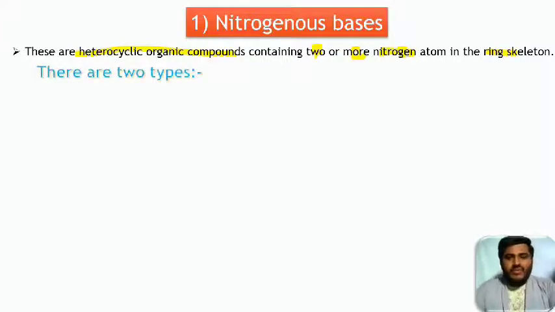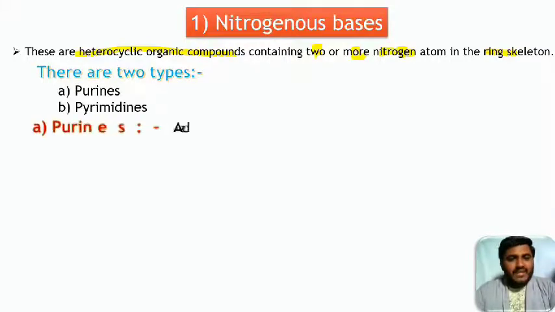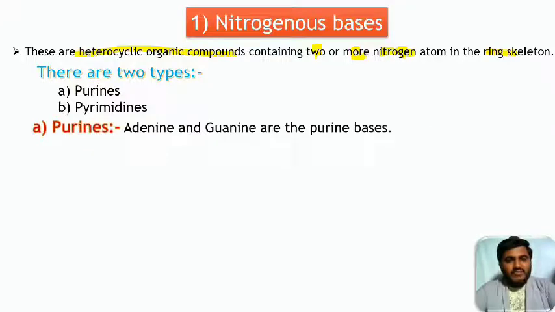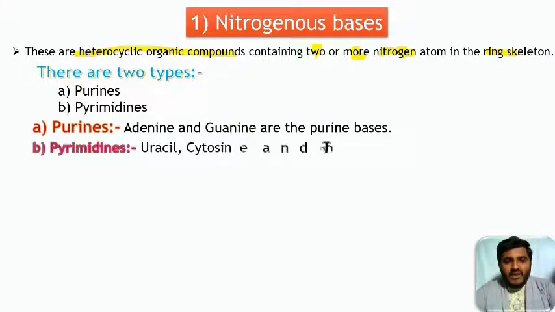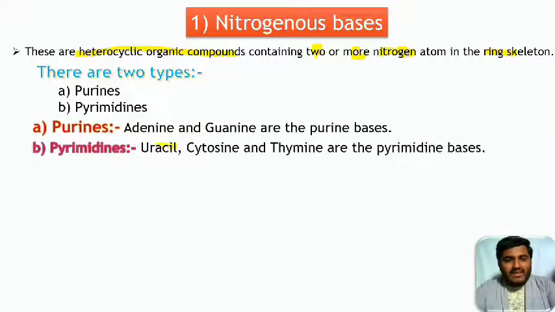Mainly two types of nitrogen bases are there: first purine and second pyrimidine. Starting with purine, adenine and guanine are the purine bases. The remaining uracil, cytosine and thymine are the pyrimidine bases. Uracil is the only nitrogen base found in RNA but not in DNA.